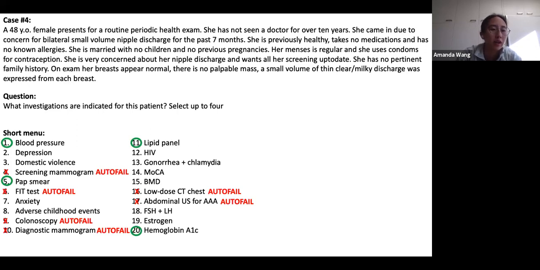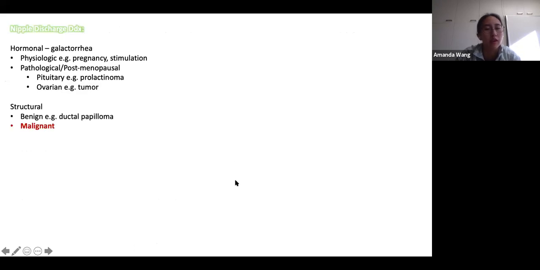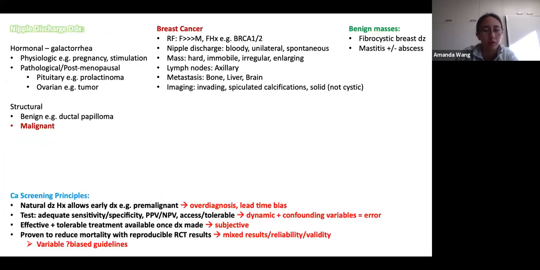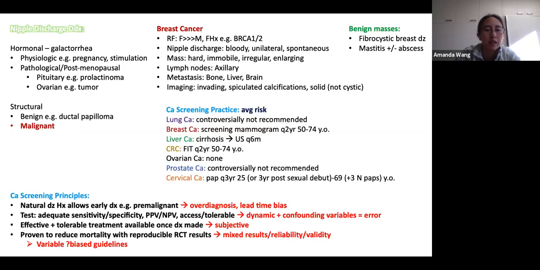If we go to the next slide, we look at your routine screening. The one caveat to all of this is you will not get tested on screening that is controversial. If you look at the history for her nipple discharge, it's very benign. But this is the slide that we made to give you the differential on nipple discharge, because that's one of your objectives. We go through the benign and hormonal causes, the breast cancers, what to look out for, and then benign masses.